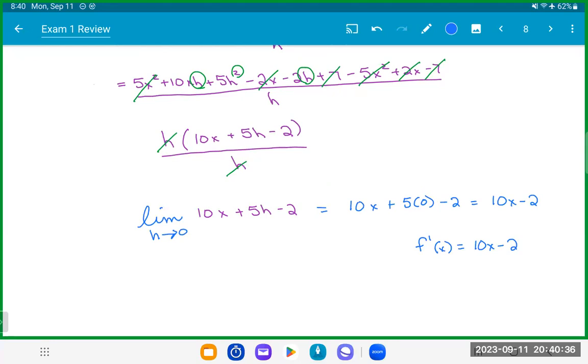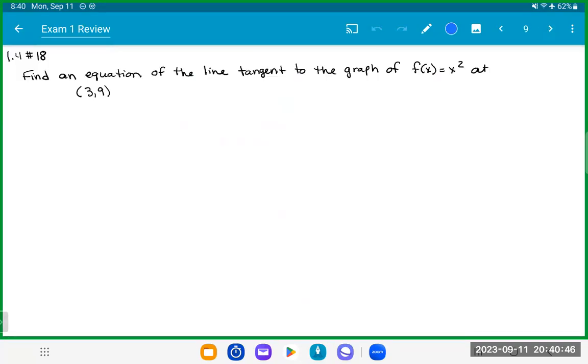So just one last time, this problem here, this one specifically must be done the long way to receive any credit. Okay? So let's look at the next problem.